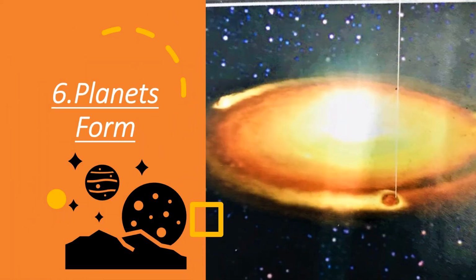Planets form. Not all the material from the gas cloud has been used to make up the star. The leftovers form a spinning disk of gas and dust around the star. This debris may be lost into space or it may clump together to form planets, moons, comets, and asteroids.